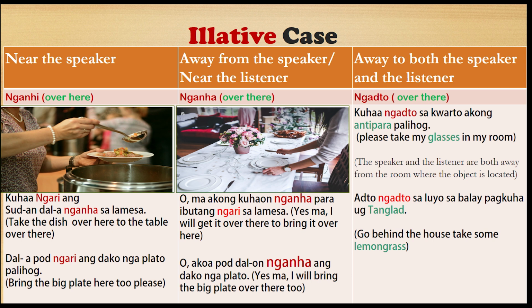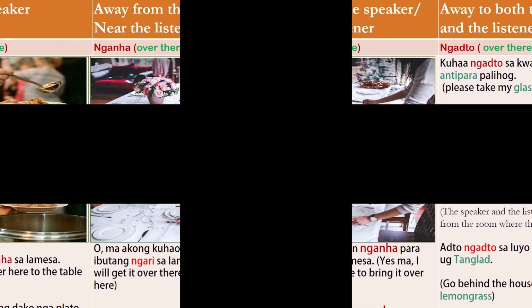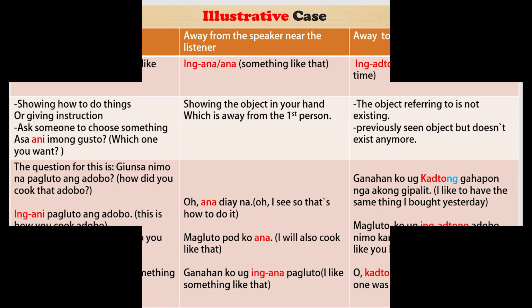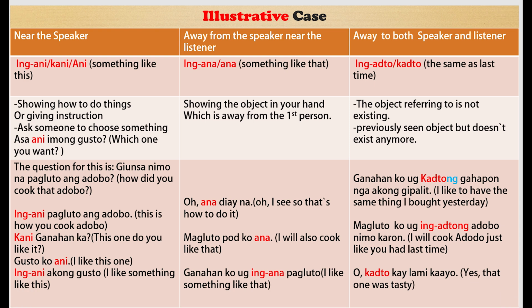Okay, so that's all for Illative Case. Let's move on to Illustrative. This is quite confusing. Illustrative Case. Near the speaker, away from the speaker, near the listener, away to both the speaker and the listener. So we have here ing ani, kani, ani, something like this.